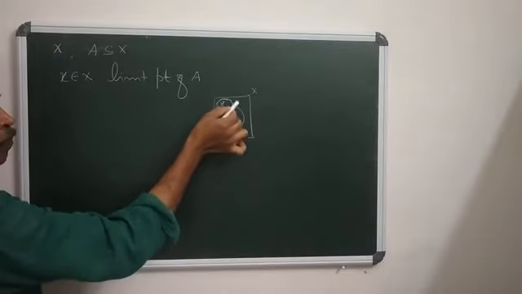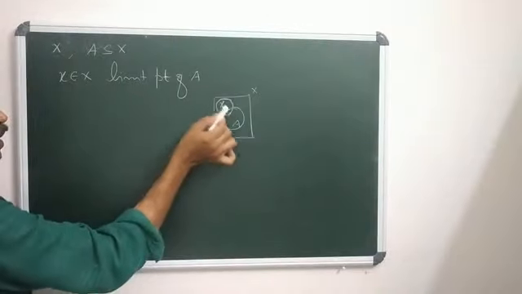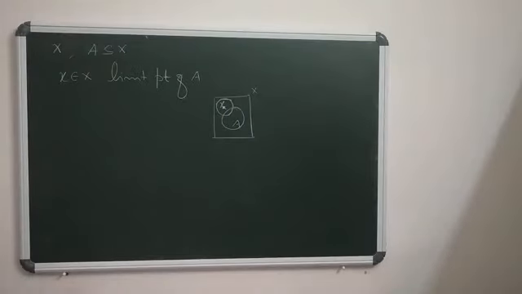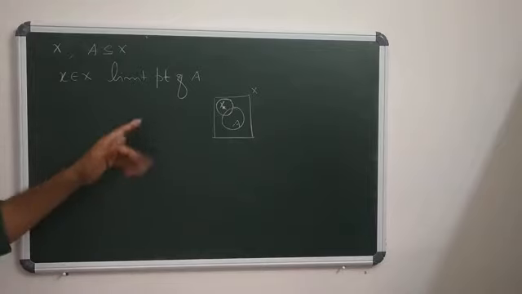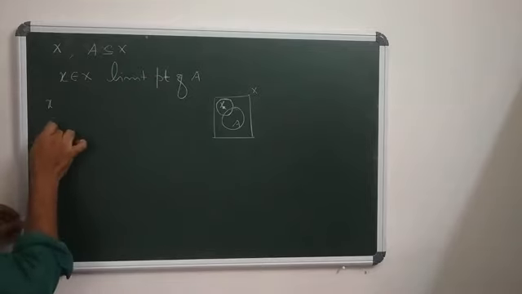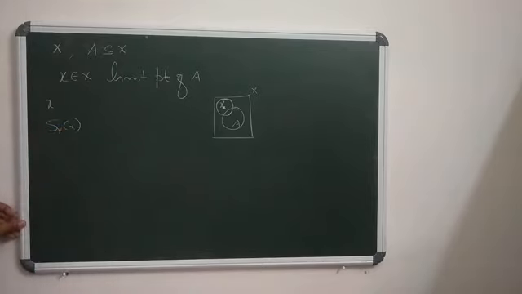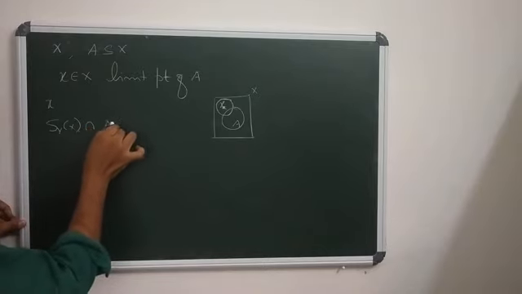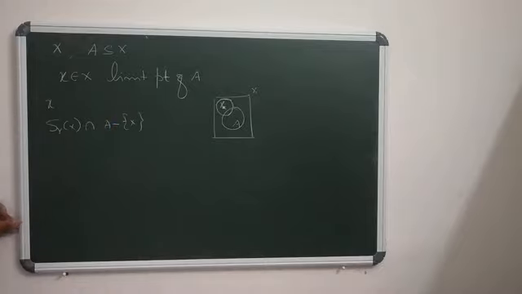If there exists an open sphere centered at x which contains at least one point of A other than x, it may consist of more than one point, so at least one point of A other than x, then that x is said to be the limit point of A. So x is the limit point of A if an open sphere S_r(x) centered at x intersects A minus the singleton set {x}.